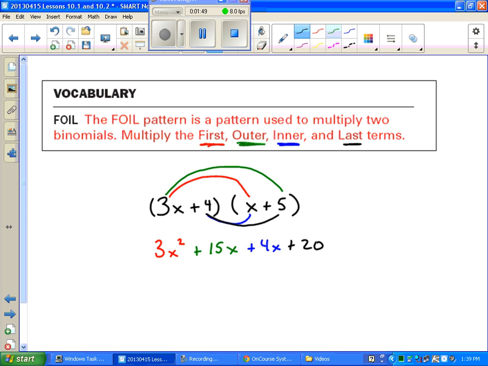That's foiling: 3x squared plus 15x plus 4x plus 20. And notice that is in standard form because it's counting down. The only thing we have to do is combine our two terms in the middle. 15x and 4x would be 19x, so we get 3x squared plus 19x plus 20. And now it is in standard form for you.